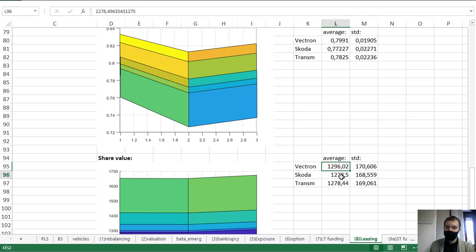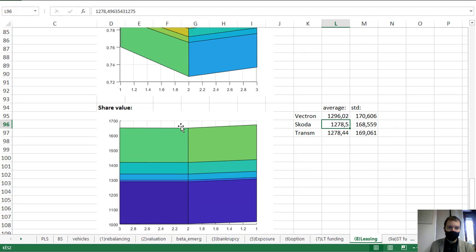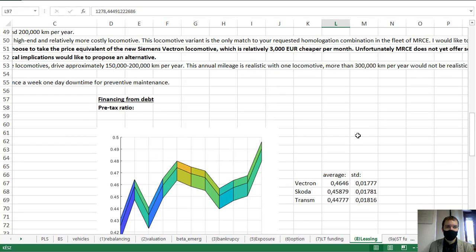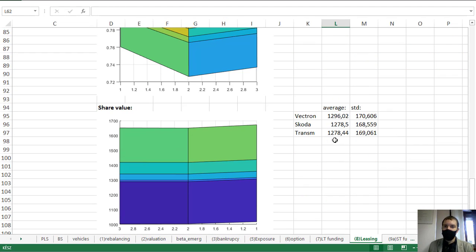So we can see, yeah, what we will see here already. These lines are nearly horizontal. So it practically doesn't matter whether Skoda or Transmontana was used under the total hedge scenario. Do not forget.